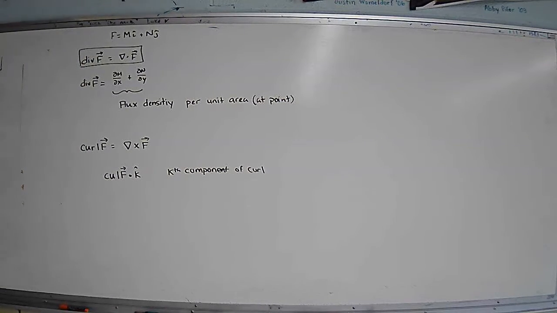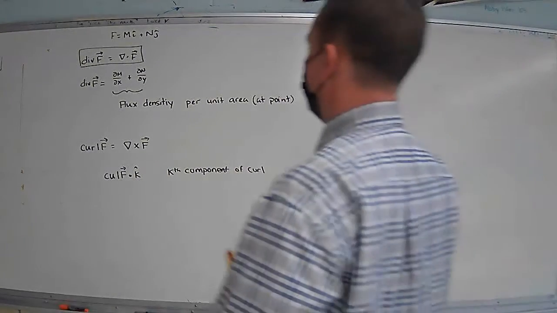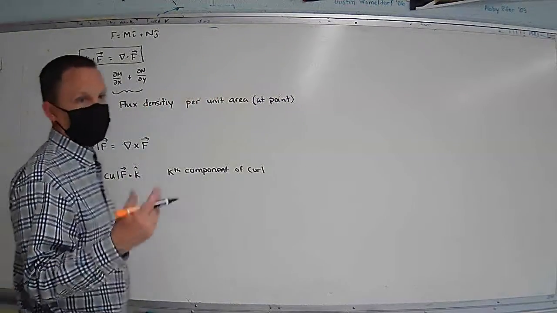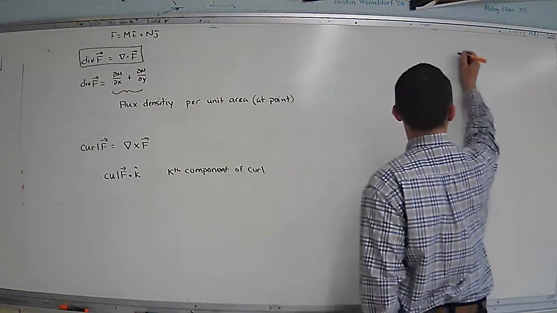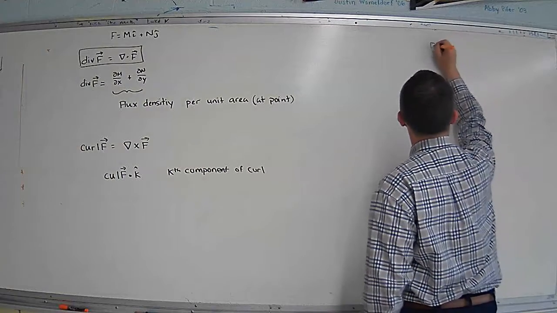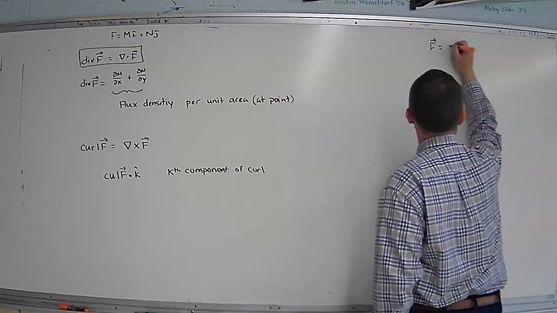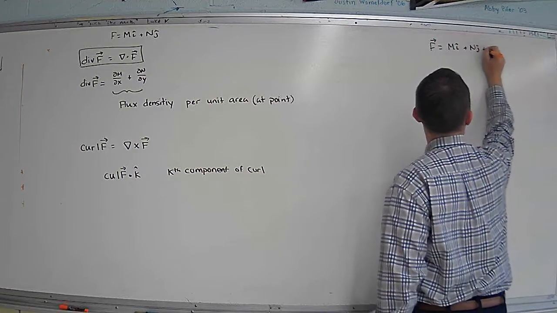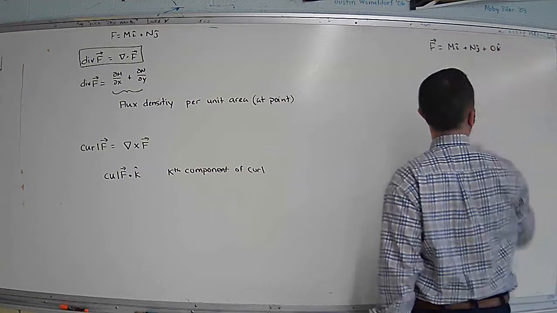Positive rotation we're going to define to be counterclockwise, and negative we're going to define to be clockwise. So that's convention. Okay. But interestingly, when I do curl F dot K, let's see what this looks like. If F equals M in the i direction plus N in the j direction plus 0 in the k direction.